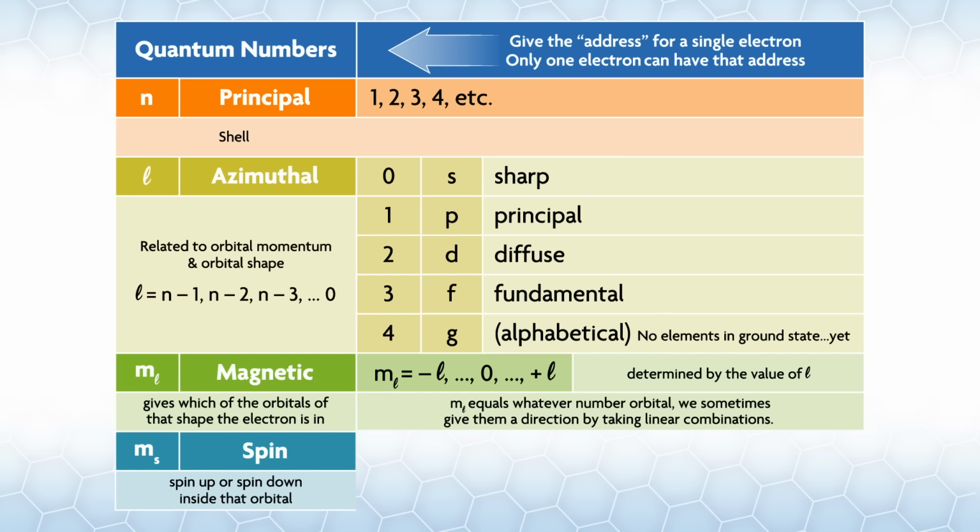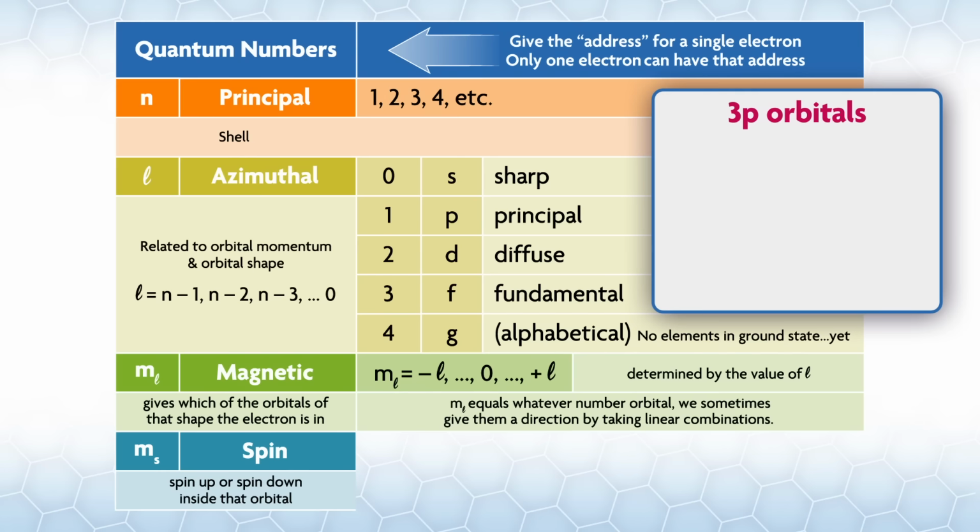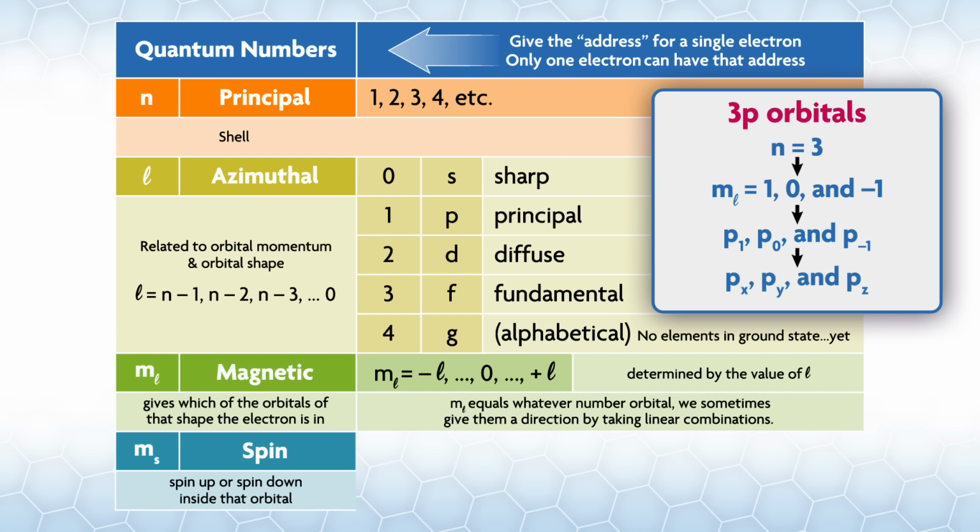The magnetic value gives which of the orbitals of that shape the electron is in. Those available are determined by the value of L, so that they are integers from m sub L equals negative L to 0 all the way to plus L. Instead of referring to them as m sub L equals whatever orbital number, we sometimes give them a direction by taking linear combinations. For example, if you have 3p orbitals, the principal quantum number is n equals 3. The p orbitals with m sub L equals 1, 0, and negative 1, so p sub 1, p sub 0, and p sub negative 1. These can be redrawn by taking linear combinations to give px, py, and pz, which are maybe more familiar.